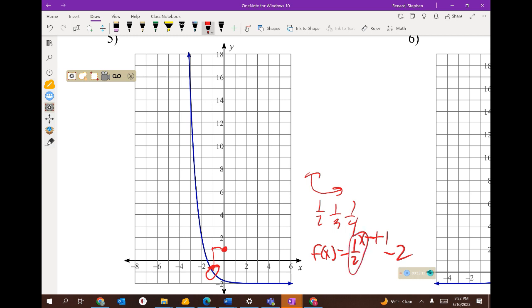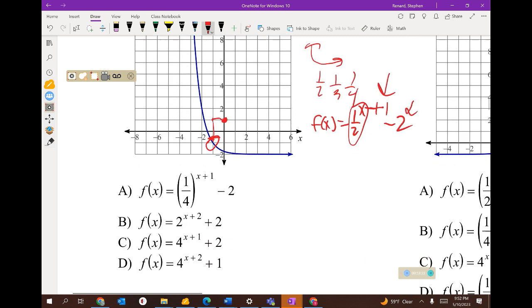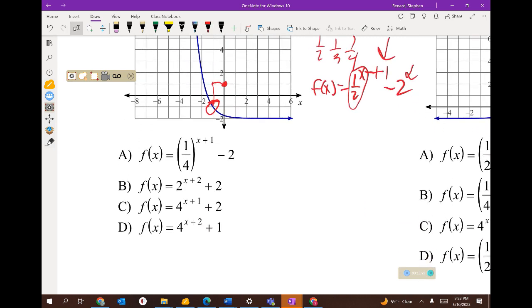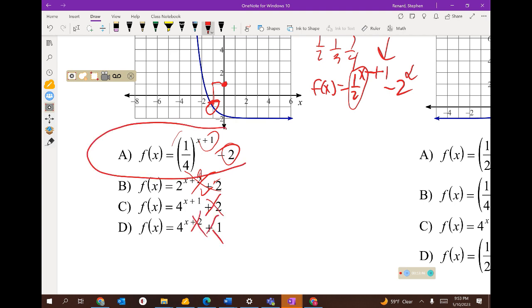So fraction, that could be 1/2, 1/3, whatever. But it's plus 1 minus 2. And look at what we got. Plus 1 minus 2. Even if I wasn't sure about this right here, the interesting thing is that it's the only one that has the plus 1 minus 2. Plus 2, nope. Plus 1, check. Plus 2, nope. Plus 2, nope. Plus 1, nope. So that's our baby.